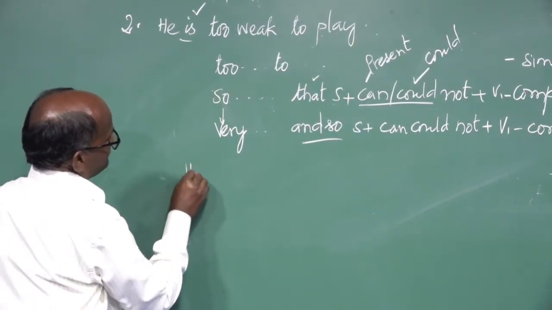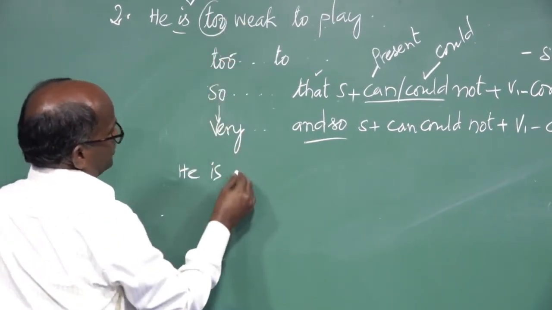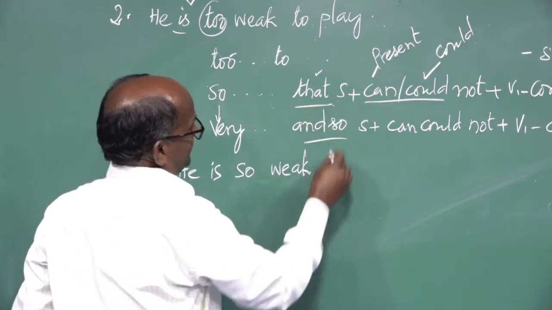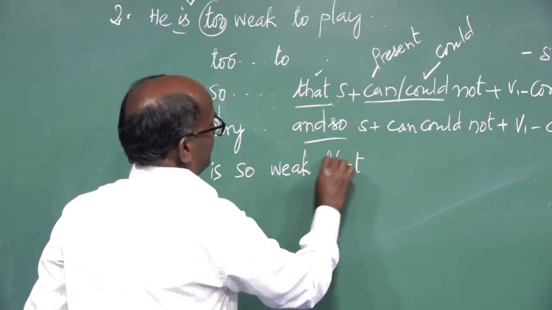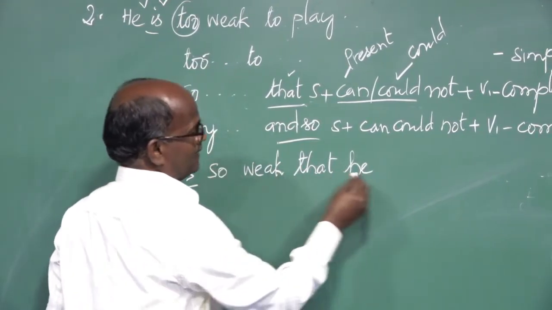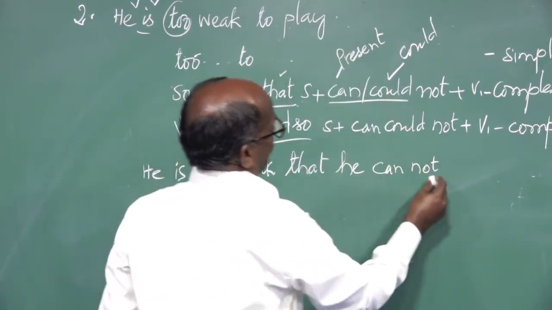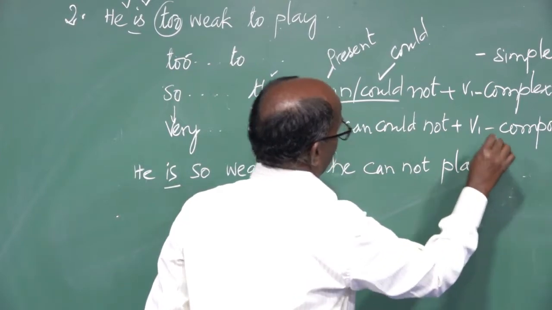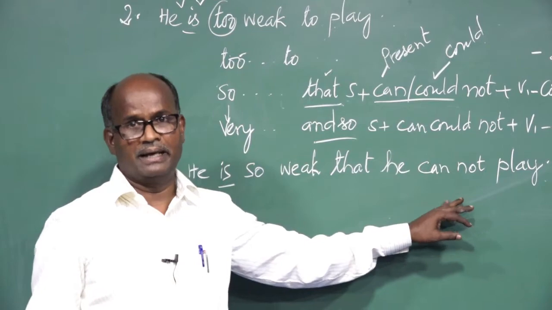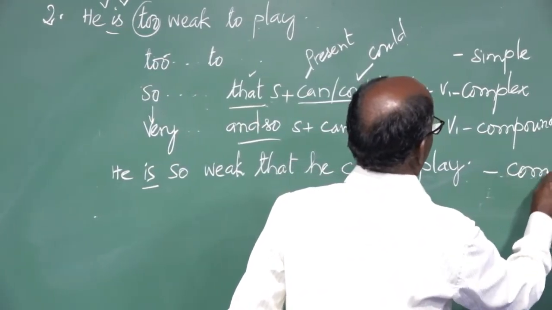He is, instead of to, we are going to write so. He is so weak. Then conjunction that. The subject is he, tense is present, can, not. What is the verb? Play. Cannot play. He is so weak that he cannot play. This is complex.